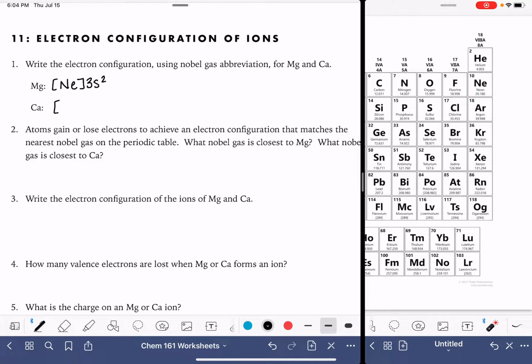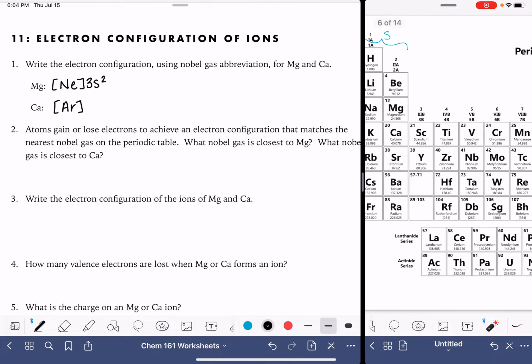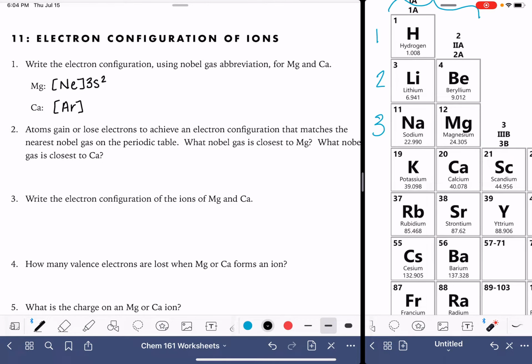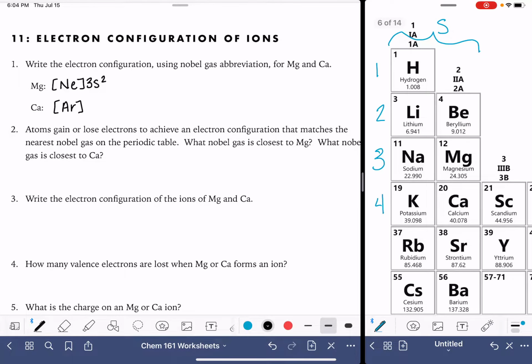For calcium, the previous noble gas was argon. So we'll write that in brackets, and then we will continue the electron configuration from argon. Calcium is in row number 4, so that's going to be n equals 4. We are still in the S area of the periodic table. So this is 4s1, 4s2.